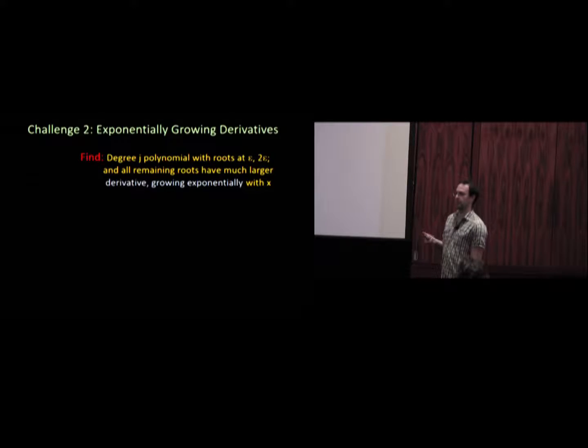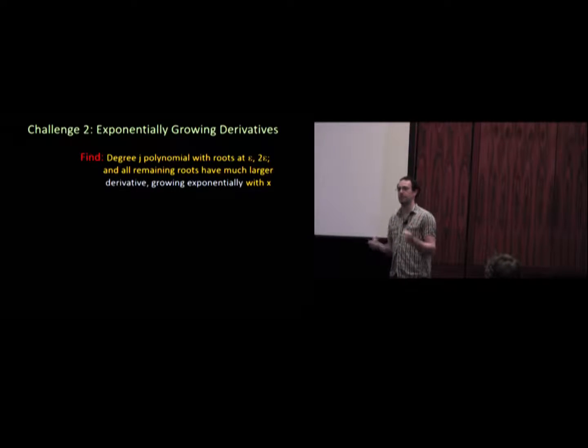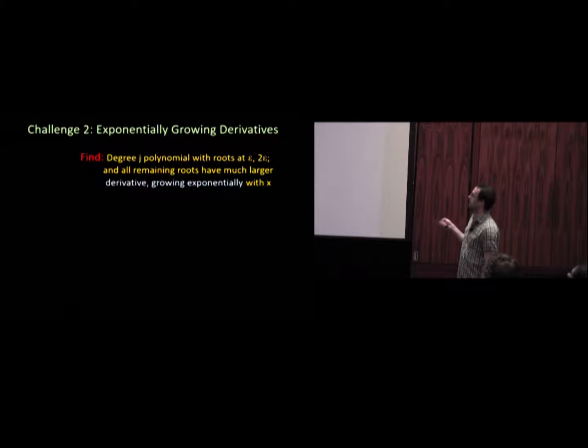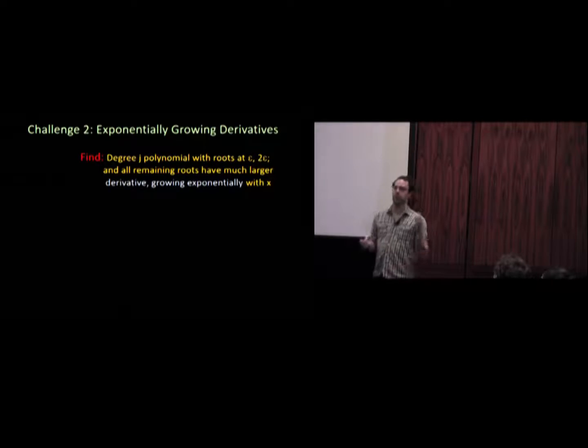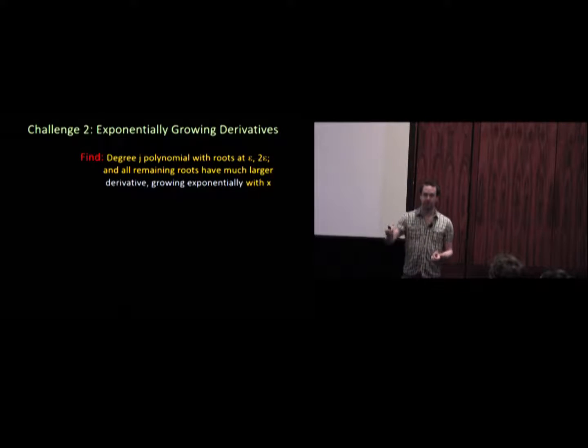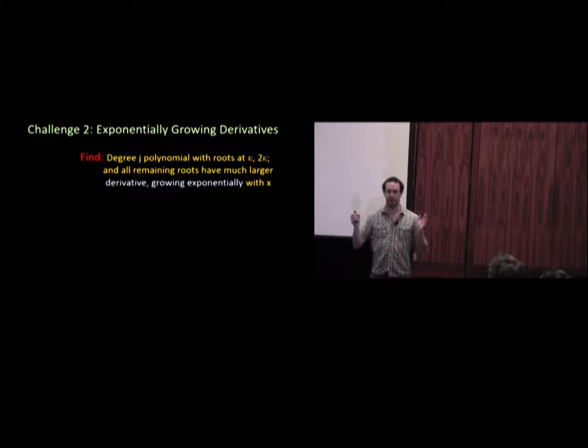This will be a little bit harder to explain from this property testing perspective than the previous settings, but what we want is degree j polynomials that have two small roots, and all the remaining roots are larger. But the really scary property that we need to maintain, for whatever reason, is that whatever these larger roots are, the derivative at these roots needs to grow at least exponentially with the x-coordinate of the root. Okay, so you get to pick the root wherever you want, but wherever you put it, the derivative there needs to be gigantic.